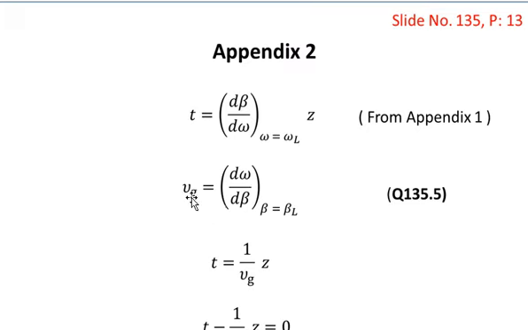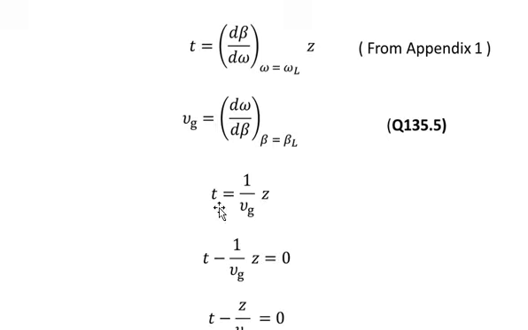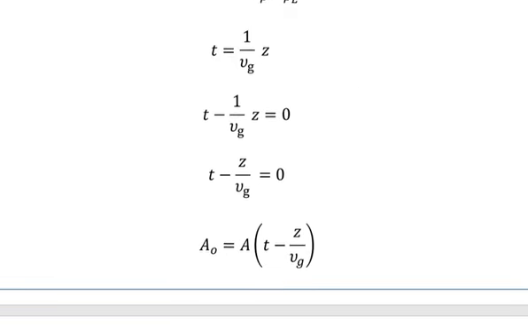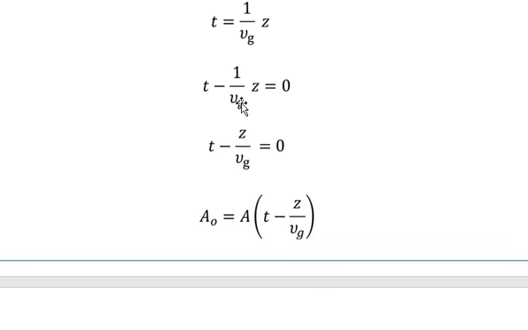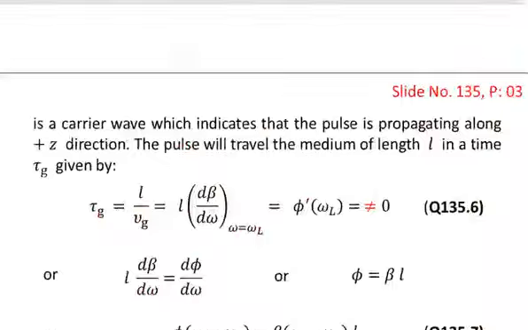Now you see that I can introduce this Vg in this expression by inverting this relationship. So I have T is equal to 1 over Vg times Z, because I have inverted the expression, and I have introduced Vg in the form of 1 over Vg. So I can write T minus 1 over Vg times Z is equal to 0, or T minus Z over Vg is equal to 0. And this is the term that I can introduce in the amplitude form. So the amplitude can be written as A naught equal to A of T minus Z over Vg, because now the amplitude will be a function of these parameters. This is what I have introduced in my lecture.